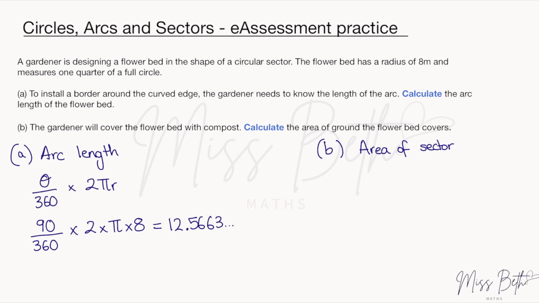You're going to pop that into your calculator, and you would get 12.5663, and it does go on. Now here we're not told to leave it in terms of pi, so the best thing to do is 3 significant figures. If you're unsure how to do that, you count the first 3 figures that are non-zeros. You draw your line after the 3. We look next door, it's a 6, so it's going to round up. So this time it will approximate to 12.6 meters, and that's for the arc length.